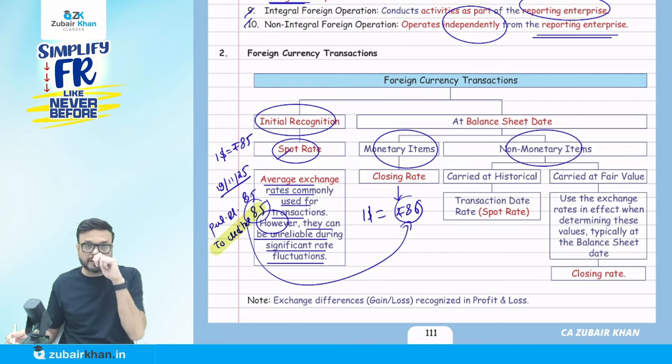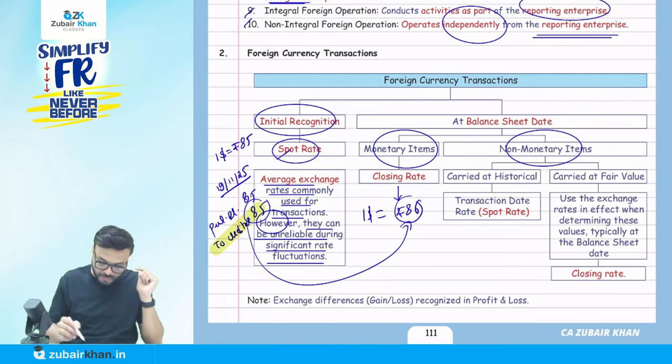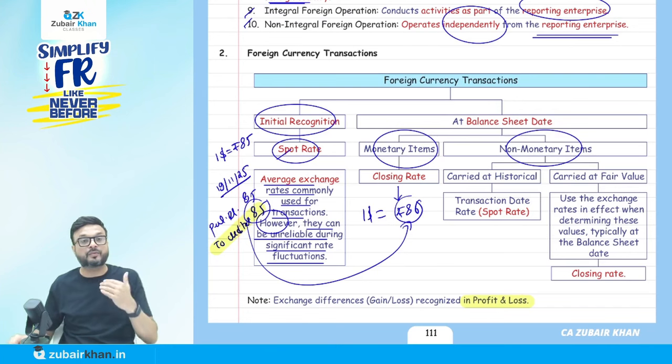It means that I'm just changing the one item here. I'm not changing the purchase value here. So what is going to happen? Difference is going to come. All this difference we are going to record, where will it go? It will go to the profit and loss account.